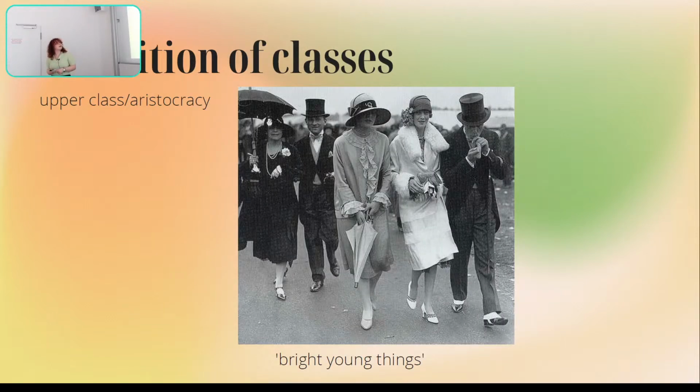Then you have the upper class, the aristocracy. Here you have a picture of the bright young things, maybe the best-known kind of person if you think about the 1920s, the flapper girls and all this. This is one example. It was usually the upper class that could afford this kind of fun.